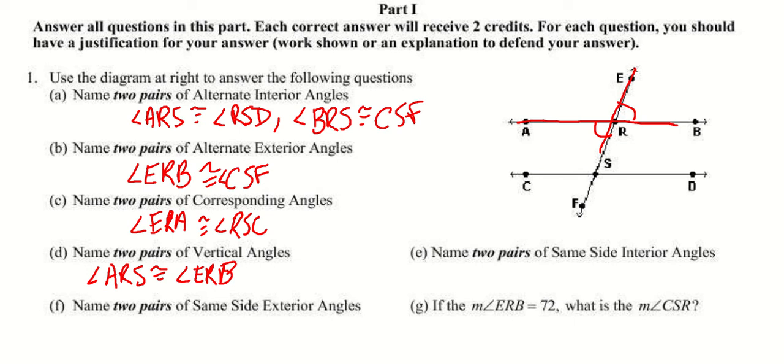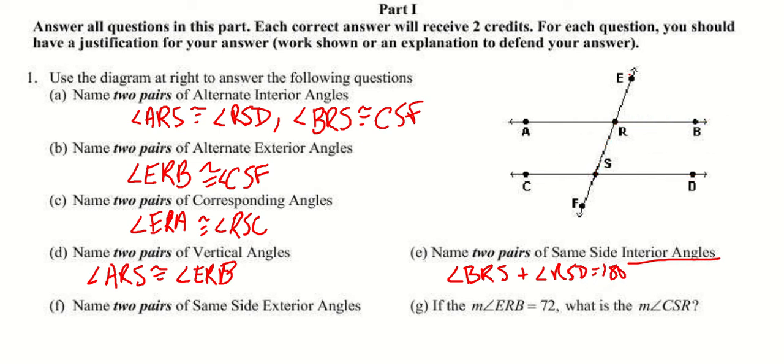Name two pair of same side exterior. Well, let's go same side interior. We're going to stick in the order here, E. So same side interior would be, I have to be inside the parallel line. So that would be this guy right here, okay? So angle BRS, and the other one is going to be RSD, I should say. So plus angle RSD, and that's equal to 180. So we'll write the relationship in there. All right.